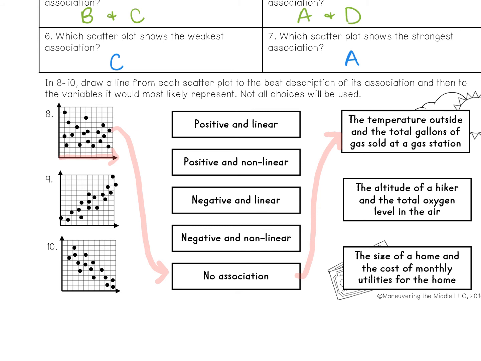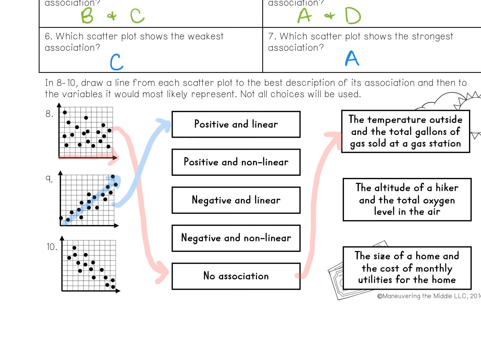Looking at scatter plot number 9, if I draw a line through that data, I can draw a straight line to describe it, so I know it's going to be linear. And as X increases, Y also increases. So as I move to the right, I'm also moving up. So I know that that's going to be positive. So this is going to be positive and linear.